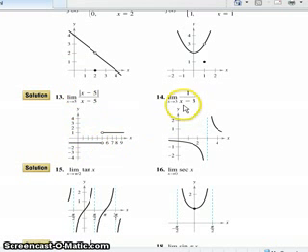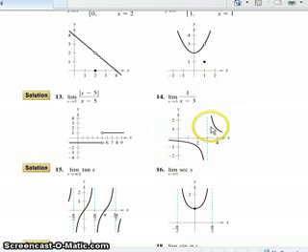Going up to 14. Can I plug the 3 in? I can't, because I get 0 in the denominator. So I have a discontinuity. As I approach 3 from the left, my y value goes down to negative infinity. As I approach from the right, my y value goes to positive infinity.